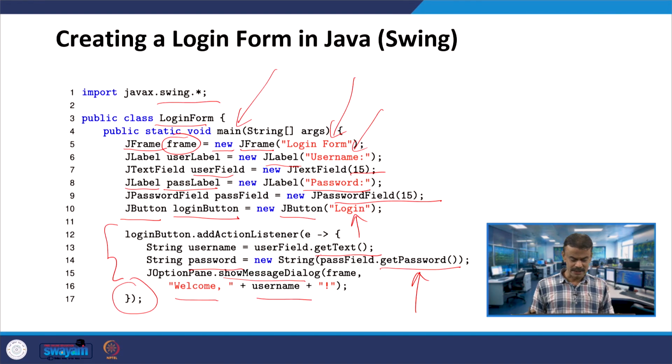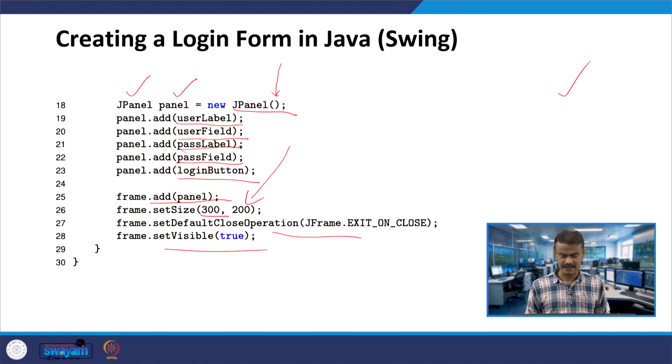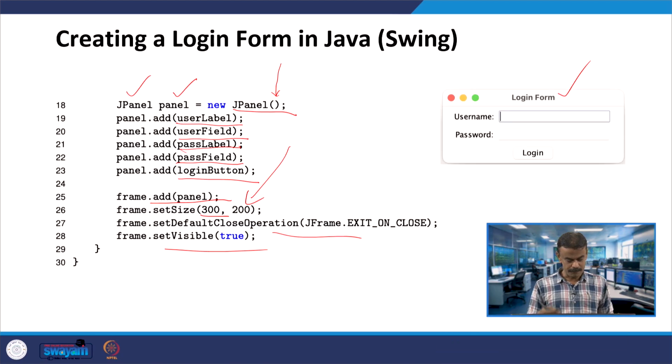Whatever username I am typing, I have to get welcome and the username, Bala IITR, suppose. Welcome Bala IITR, that we will get. So, this interesting output or the code we will run in the Java compiler.